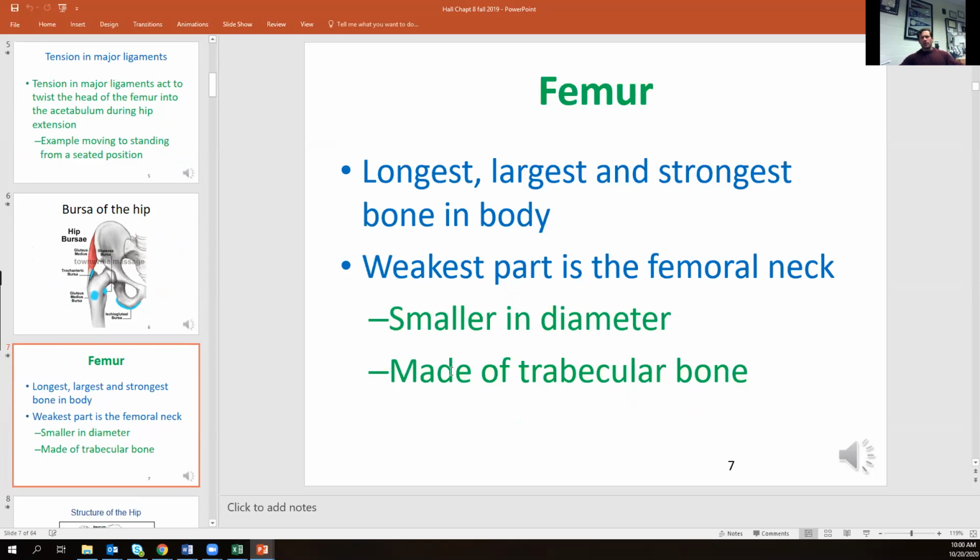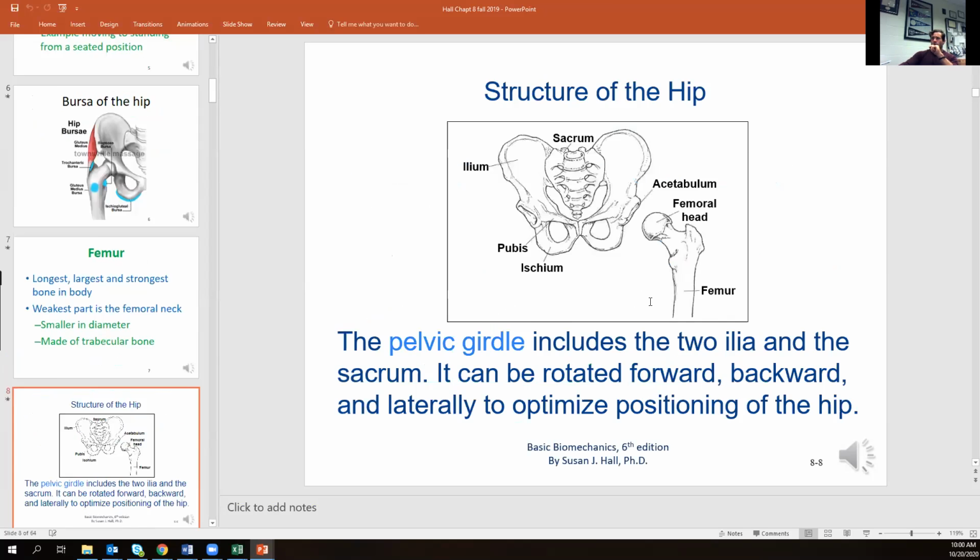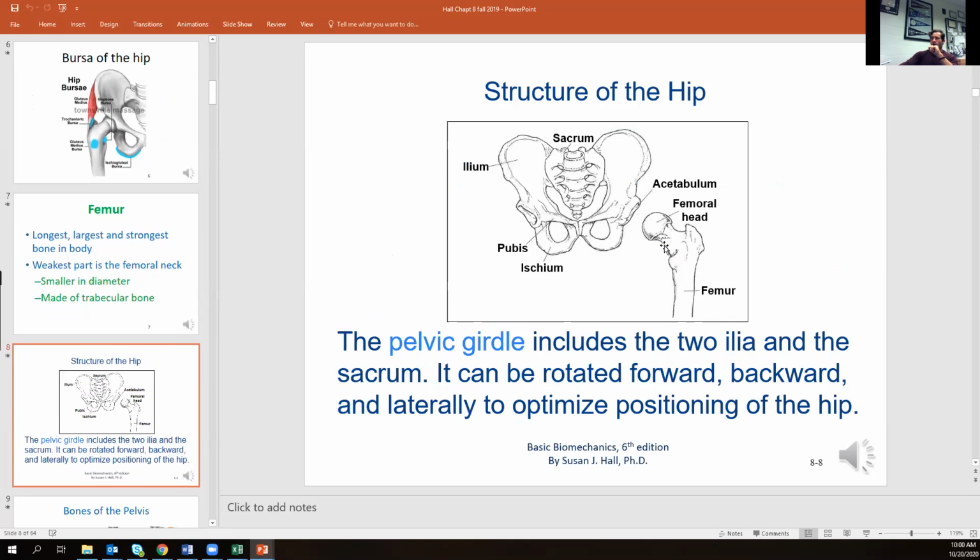Now the bone directly below our pelvis is going to be our femur. This is the longest and should be the strongest bone in the body. Now the weakest point is the femoral neck. So we have the trochanter, and then we have the neck coming off to the side. This is made of trabecular bone, not cortical bone, which is the much stronger type of bone. We'll get to that more in the later chapters. And it's smaller in diameter. So if there's going to be any failure point, it's going to be the femoral neck right here.